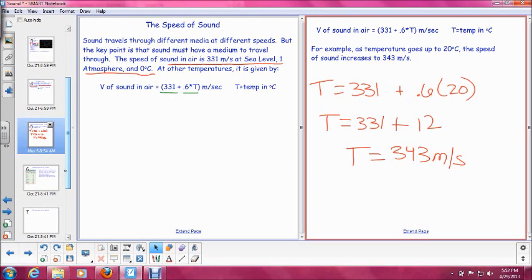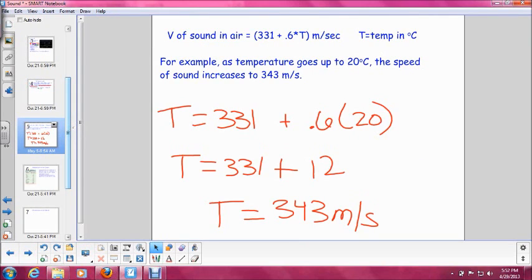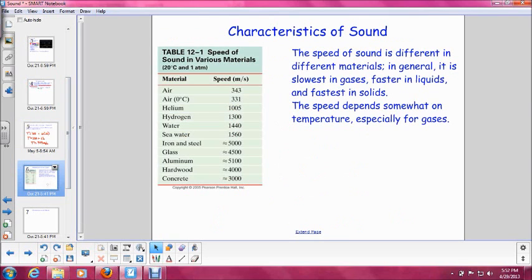Now, it doesn't just matter how hot or cold the medium is, it depends on what the medium is. So the speed of sound is different in different materials. In general, sound is the slowest in gases. So even though sound is traveling at about 343 meters per second in this room right now through the air, if I were to be speaking to you underwater, it will travel much faster. In water, it travels at about 1,440 meters per second. Much faster than in air.